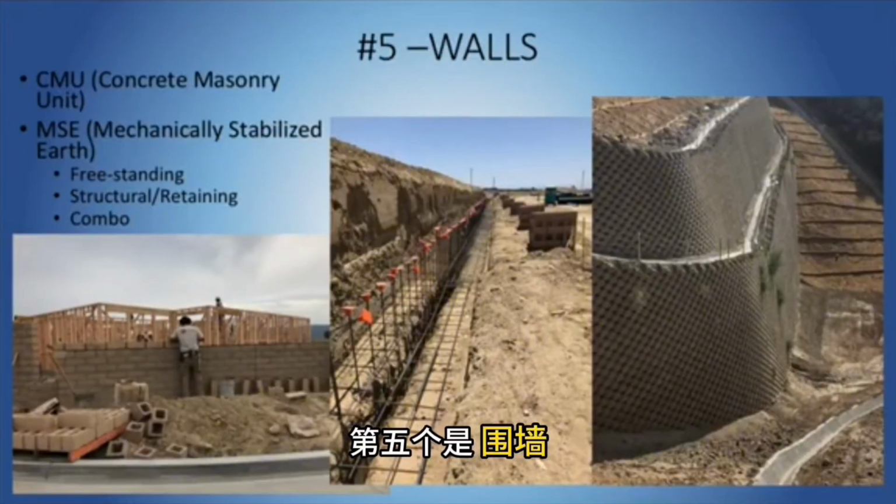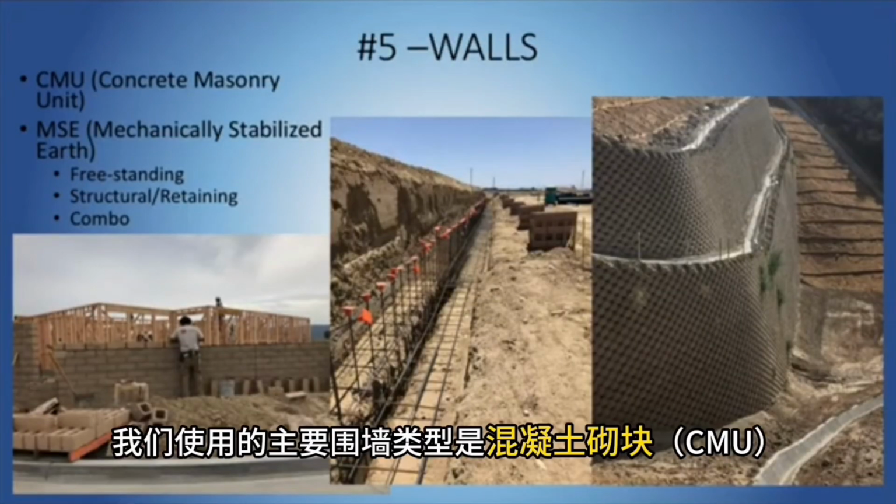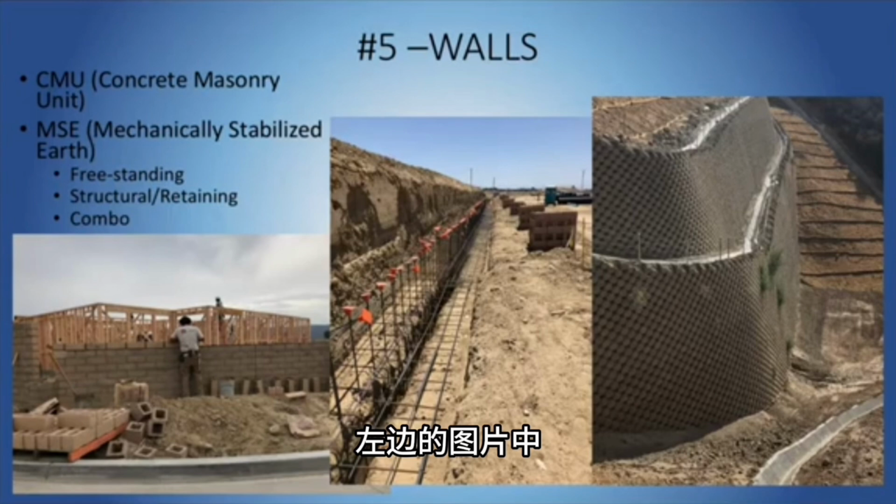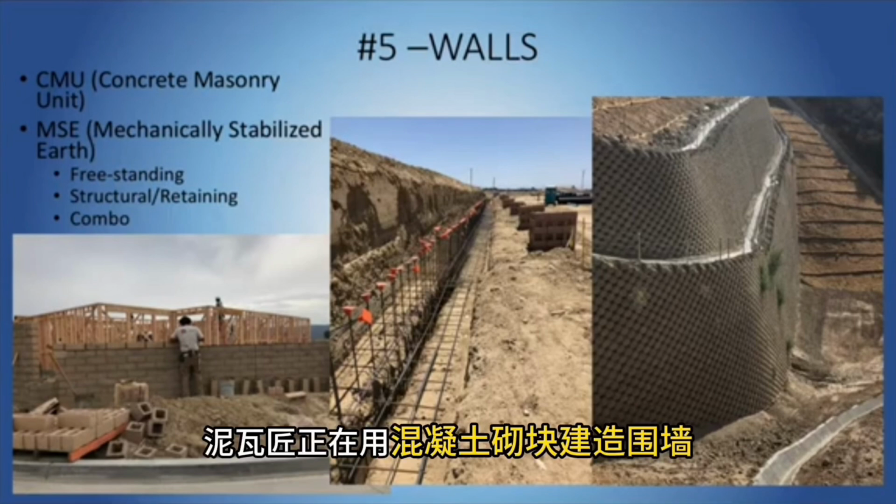Number 5 is our walls. Now, the main type of wall that we use is a CMU, or concrete masonry unit. And I'm sure you've all seen this when you're driving through neighborhoods. The picture there on the left, that's a masonry. He's constructing the wall with CMU.